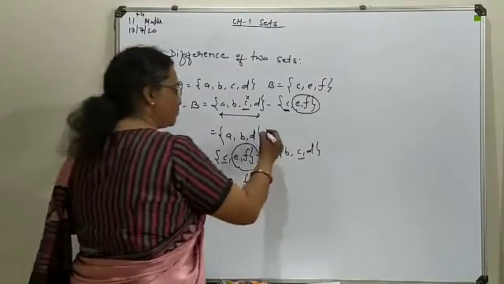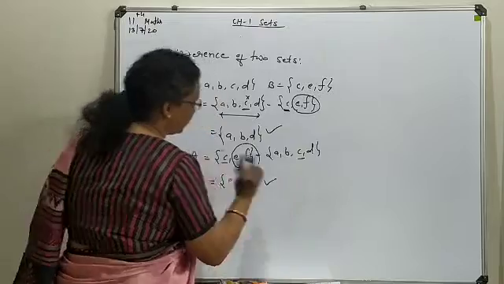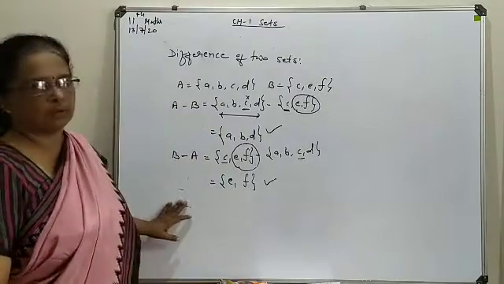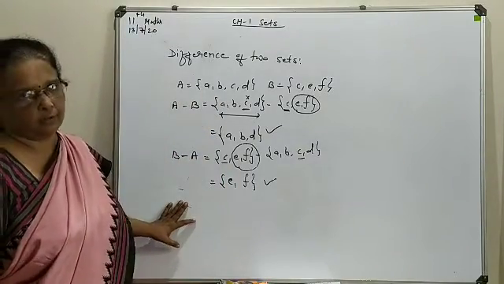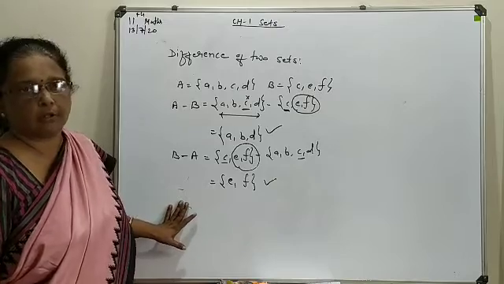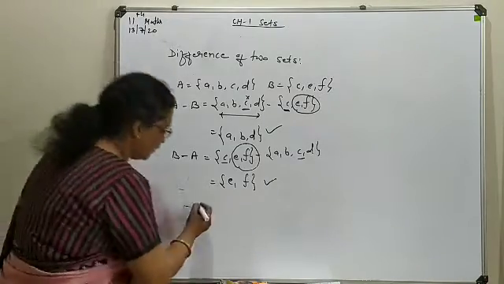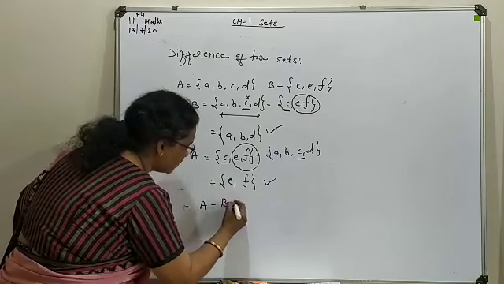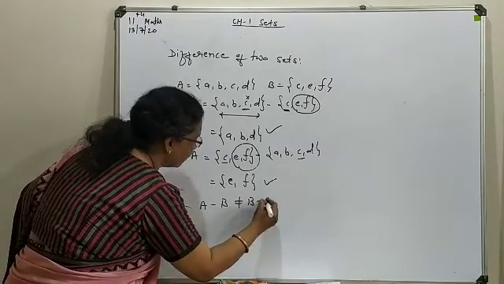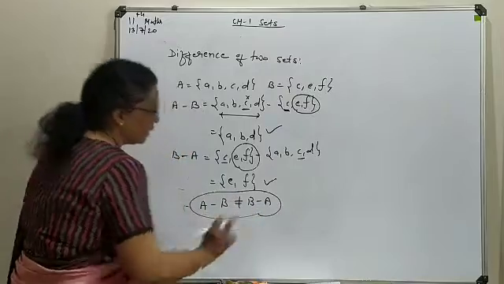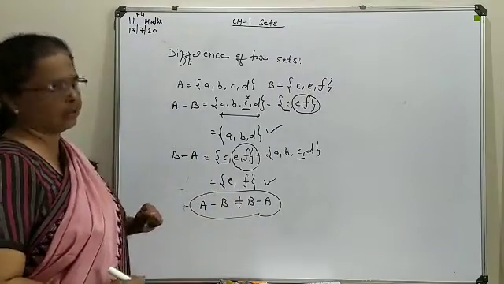So here you can see A minus B and B minus A do not give the same answer. The commutative law does not hold here. So you can say A minus B is not the same as B minus A. So never replace one term with the other.